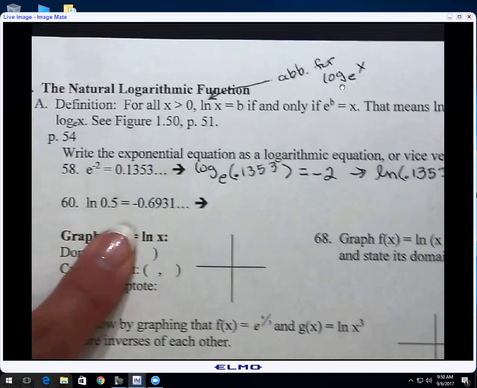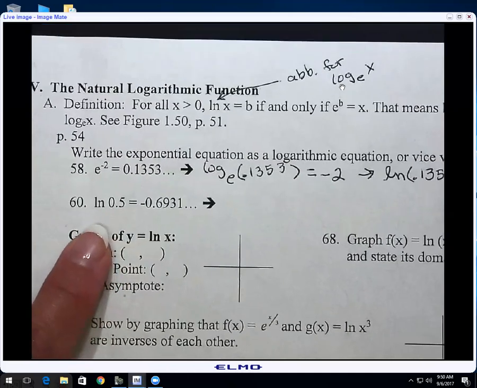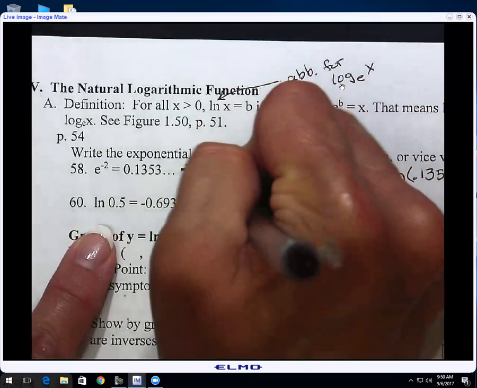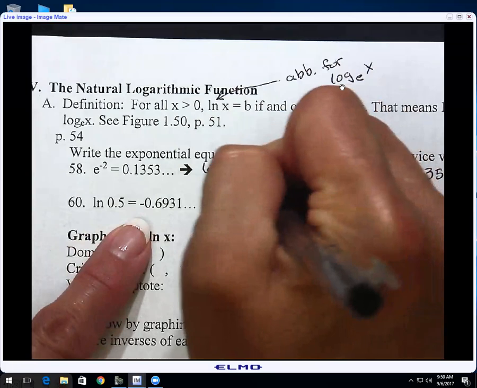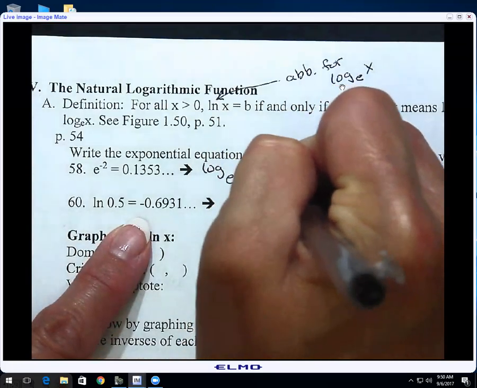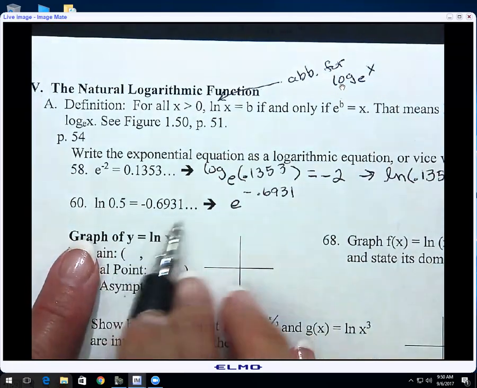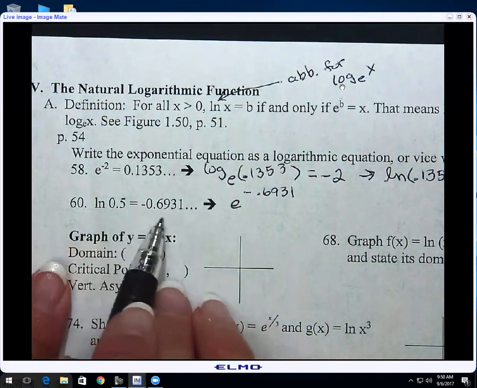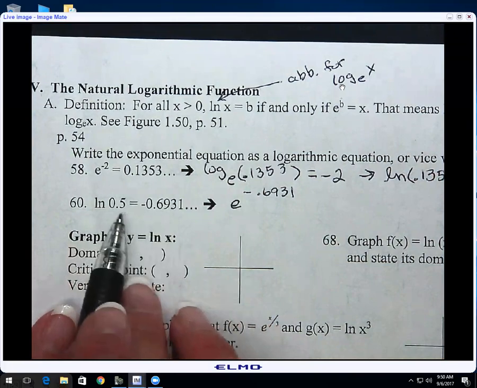Or number 60, if you give me something in natural log form and I want to change it to exponential form, what base do I use? e, and e to the what? The negative 0.6931. Whatever's on a side by itself, that's the exponent. e to the negative 0.6931 equals what? The 0.5.